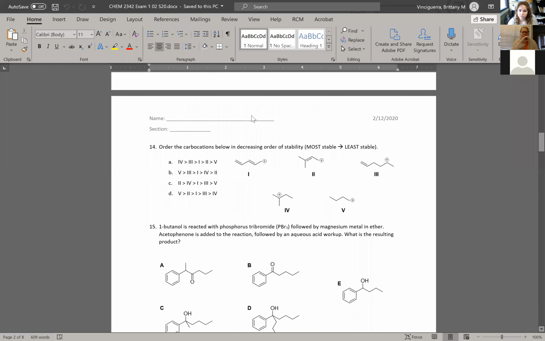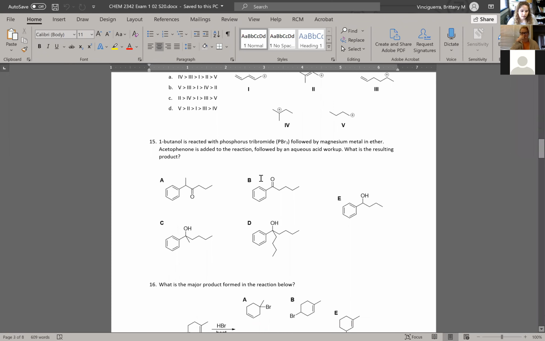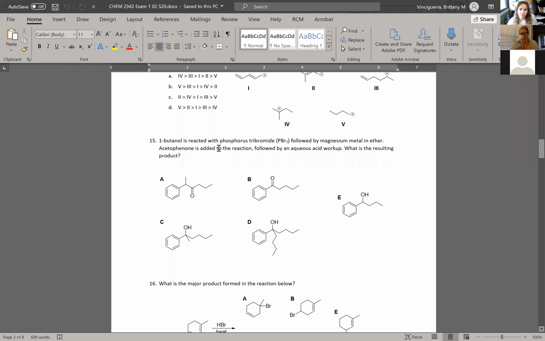Order the carbocations below in decreasing order of stability. The number one mistake that students make is reversing the order. I tend to not put the reversed order answer anymore, because if you reverse the order and then you see the answer that you think is correct, you won't go back and rethink that. So I tend to not put that. I believe this one does have the reversed correct answer as an option. This is a really common type of problem.